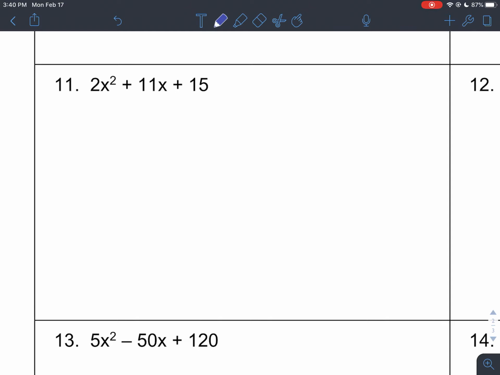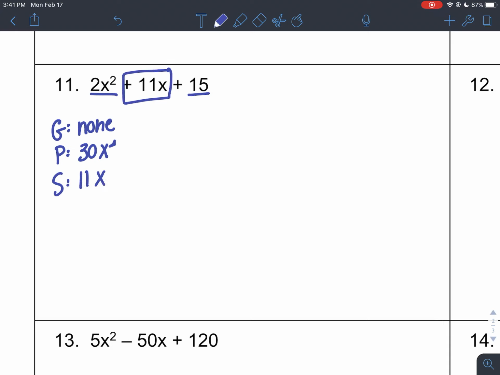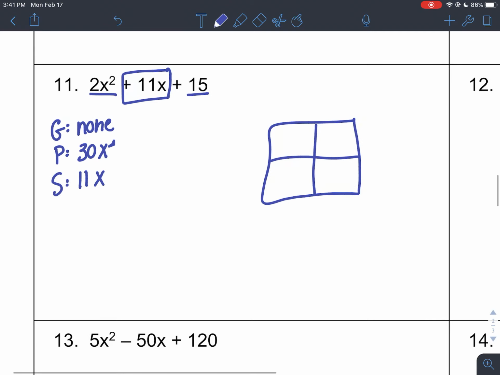Number 11. Number 11 is not a difference of squares or a perfect square trinomial, so we need to solve it using our GPS. This one, there is not a greatest common factor. My product ends up being 2x squared times 15, which gives me 30x squared. My sum is just that middle term, 11x. I can draw my box. My first term was 2x squared. My last term was 15. Sum was 11. Product was 30.